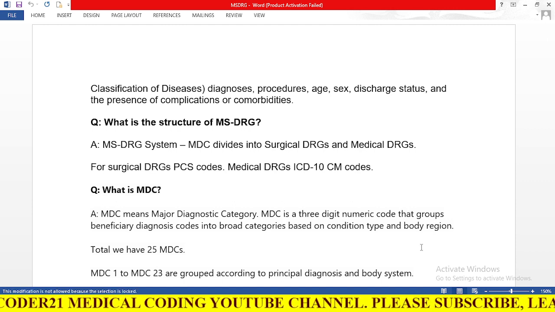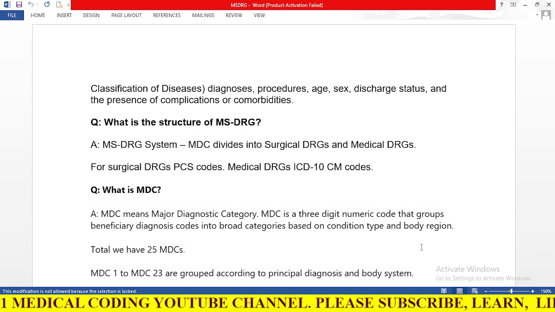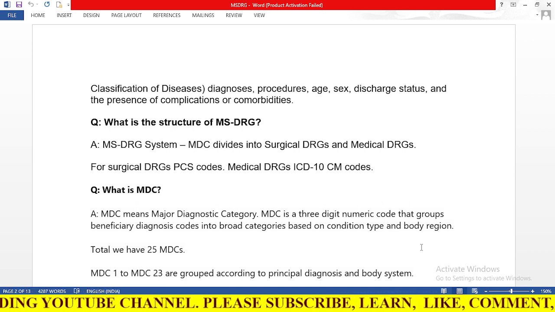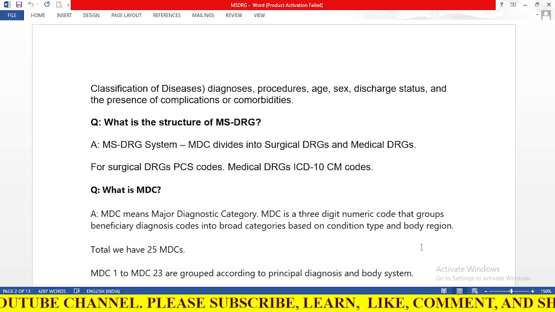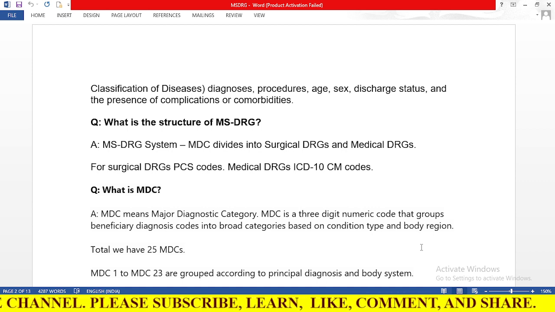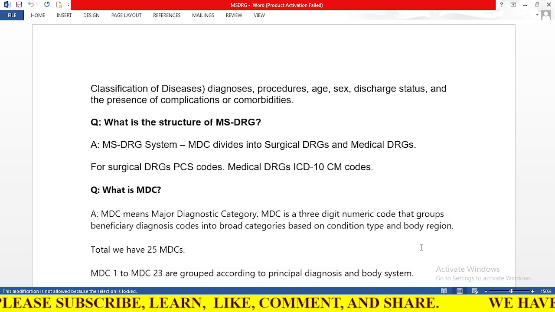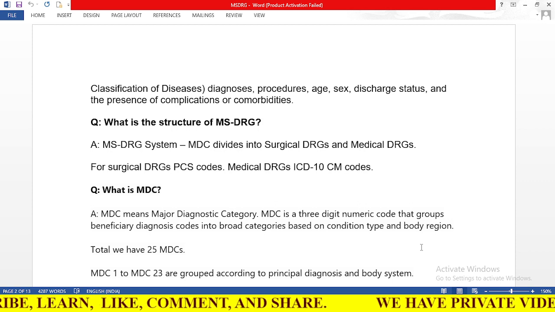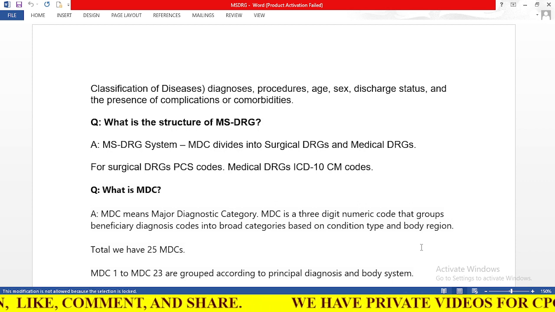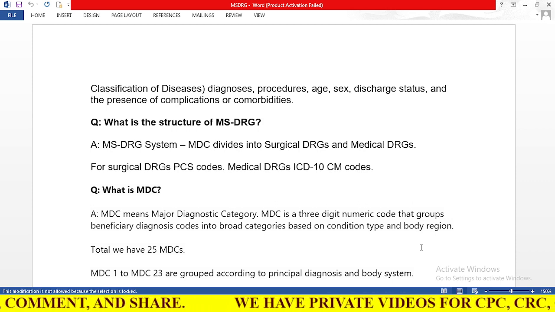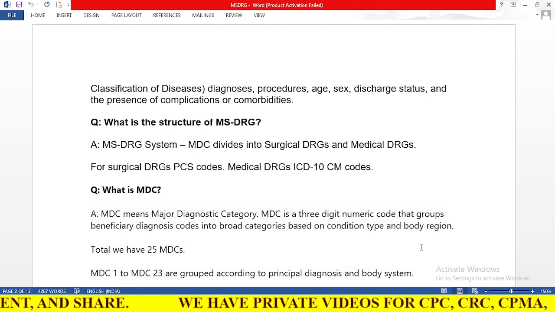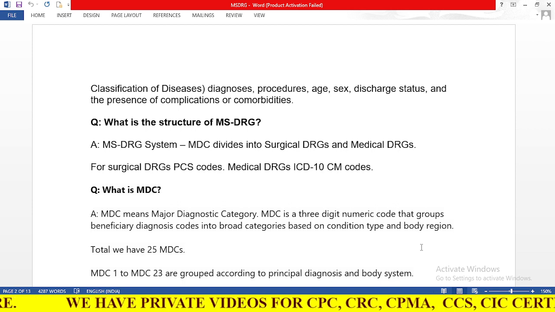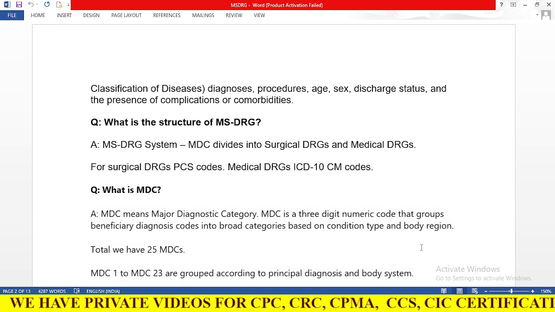Now we will learn the structure of the MSDRG system. Basically the MSDRG system is classified into major diagnostic categories, usually called MDC. Again, each MDC has surgical DRGs and medical DRGs. In order to code surgical DRGs, we will use ICD-10-PCS codes. For the diagnosis or medical DRGs, we will use ICD-10-CM diagnosis codes.